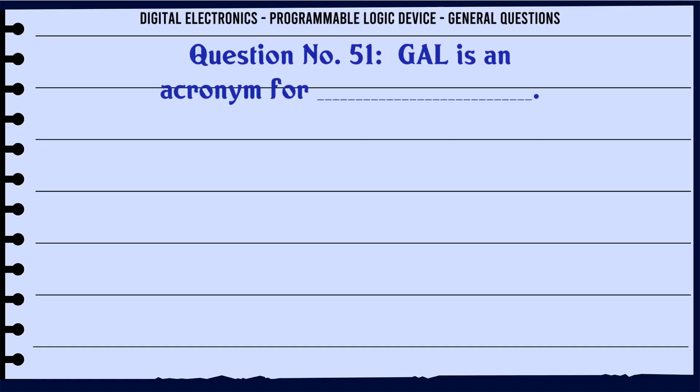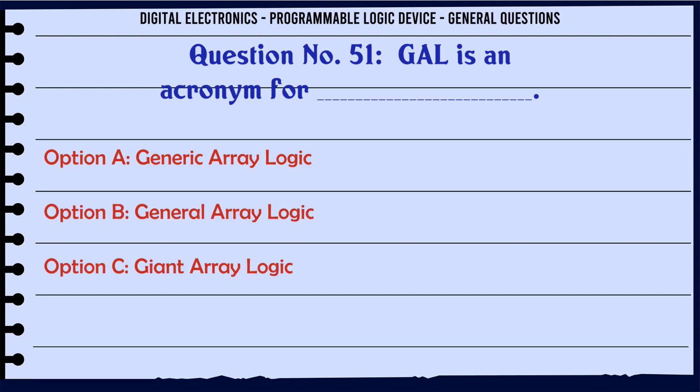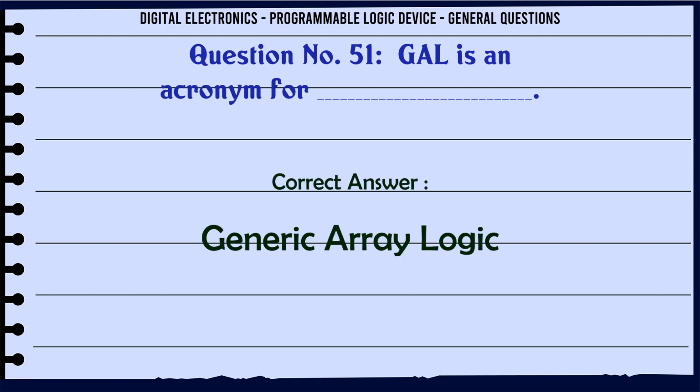GAL is an acronym for A. Generic array logic. B. General array logic. C. Giant array logic. D. Generic analysis logic. The correct answer is generic array logic.